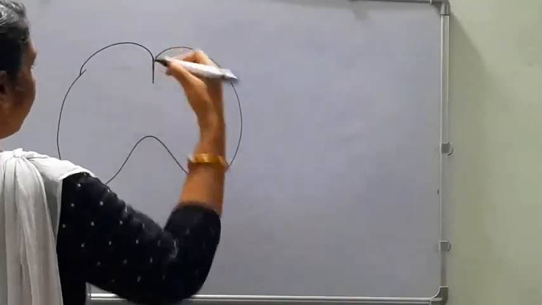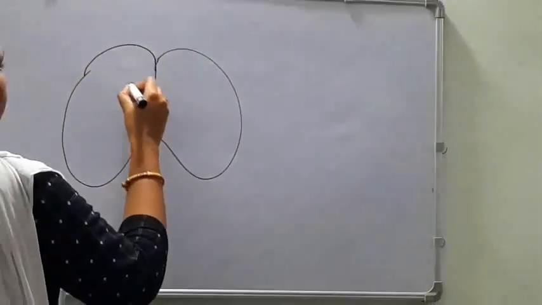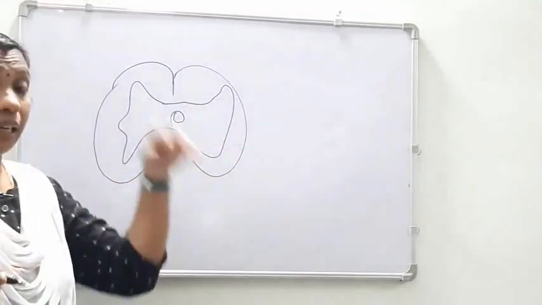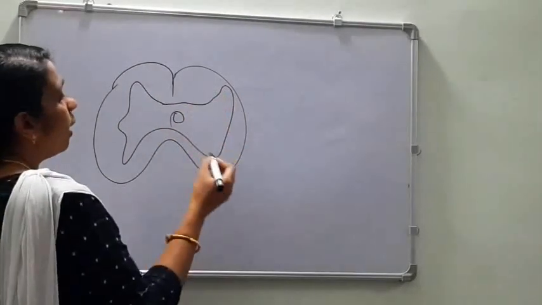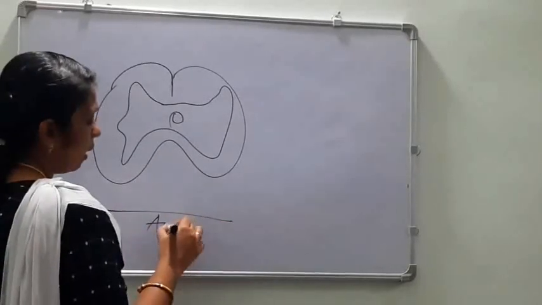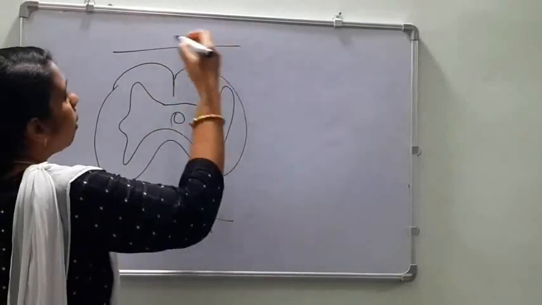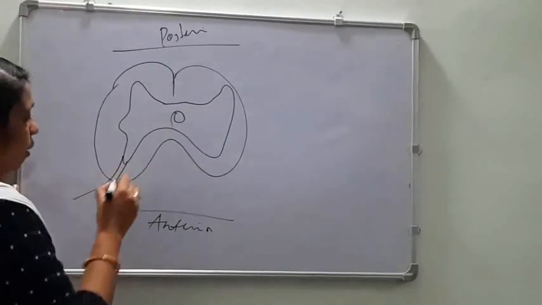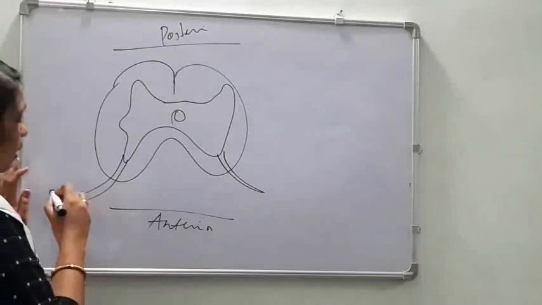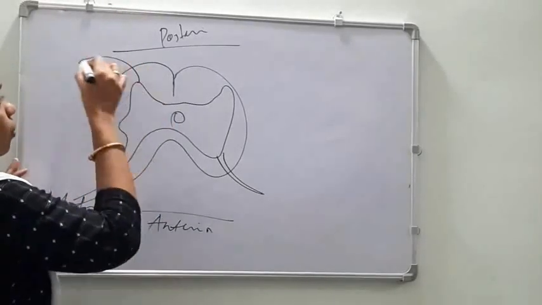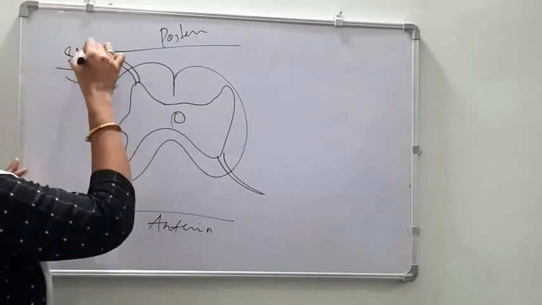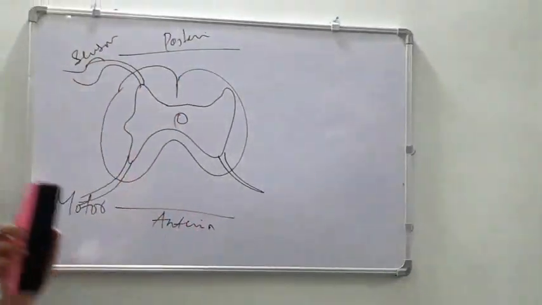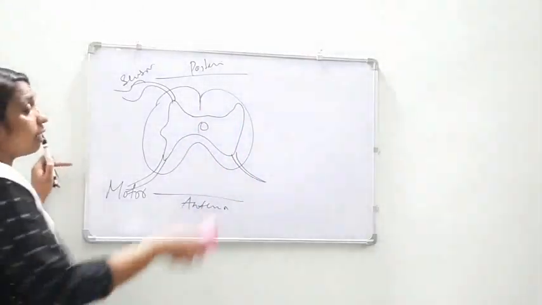This is the spinal cord. There is a central canal where CSF passes. This is the anterior or ventral part, and this is the posterior or dorsal part. The ventral nerve root, the ventral part, is concerned with motor activities, and the posterior part is concerned with sensory activities. You understand this much? This is very, very important for further understanding. So this is about the spinal cord: outer white matter and inner gray matter.